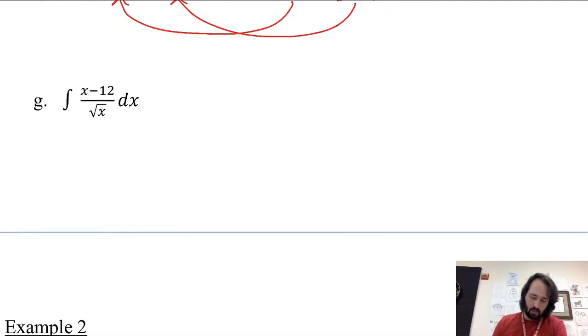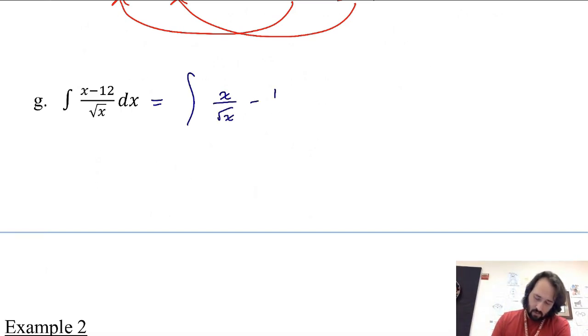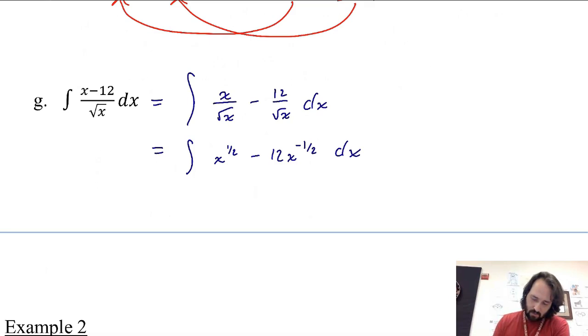The next one is pretty ugly, but I would just rewrite this. So I would have the integrand of x over root x minus 12 over root x dx, and I would rewrite that as x to the 1/2 minus 12x to the negative 1/2 dx. So this would be 2/3 x to the 3/2. And then let's see, we'd have to do 1/2, so 6x to the 1/2 plus c.